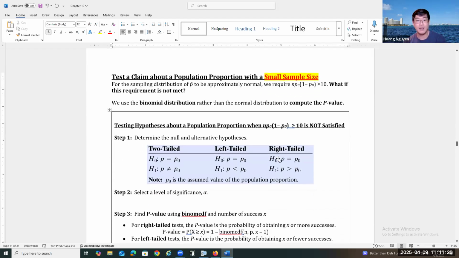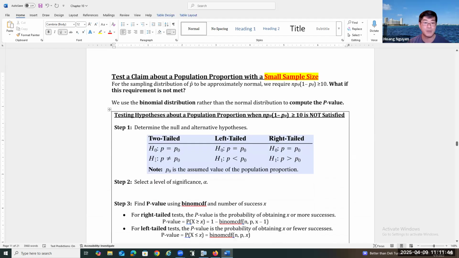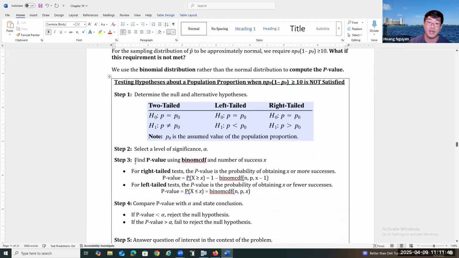So this is the procedure you use for the hypothesis test when the sample size is small. Step number 0, double check the conditions. Step number 1, determine the null and the alternative hypotheses. Step number 2, select the significance level alpha. Step number 3, we calculate the p-value. You don't need to calculate the test statistic. We just calculate the p-value using the binomcdf calculation.